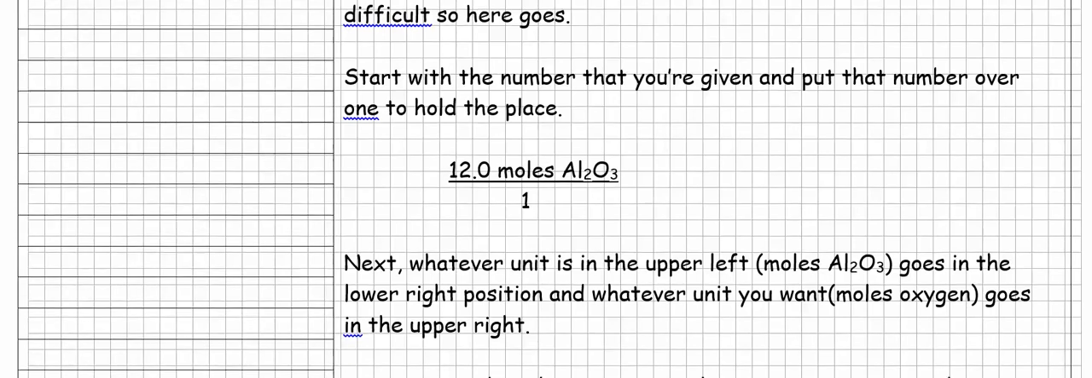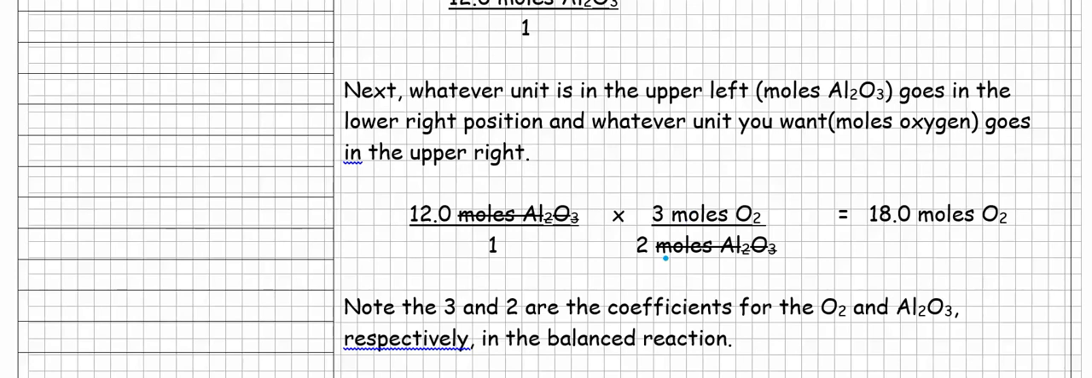The next thing we're going to do is multiply that by the relationship, the ratio. In this case, 3 moles of oxygen comes from 2 moles of aluminum oxide. So this is going to cancel with this, and I'm left with moles of oxygen. So I say 12 times 3 is 36, divided by 2 is 18. Now you might have said, well, why not 12 divided by 2 is 6 times 3, that's 18. It doesn't matter how you do it. You can multiply across the top, then divide, or divide, then multiply. Either way, you're going to get the right answer, okay?